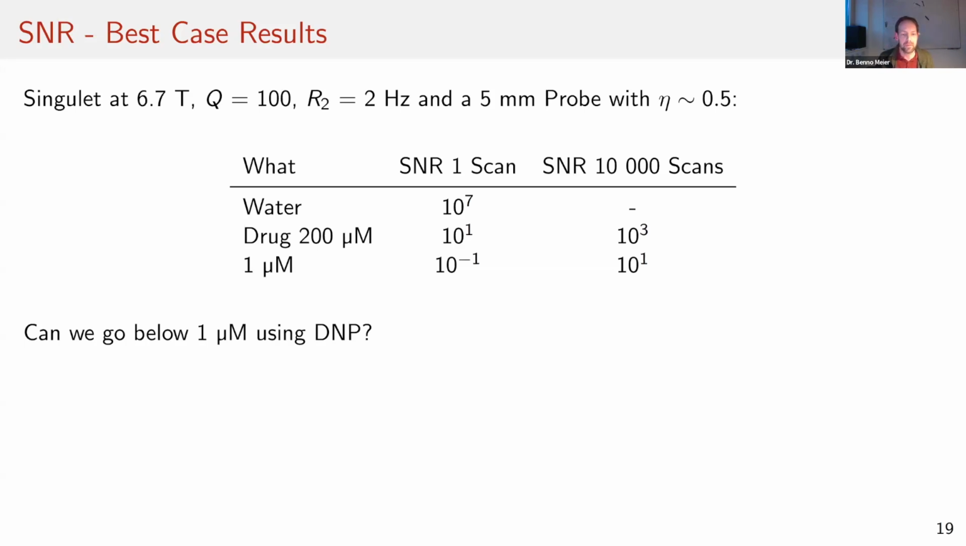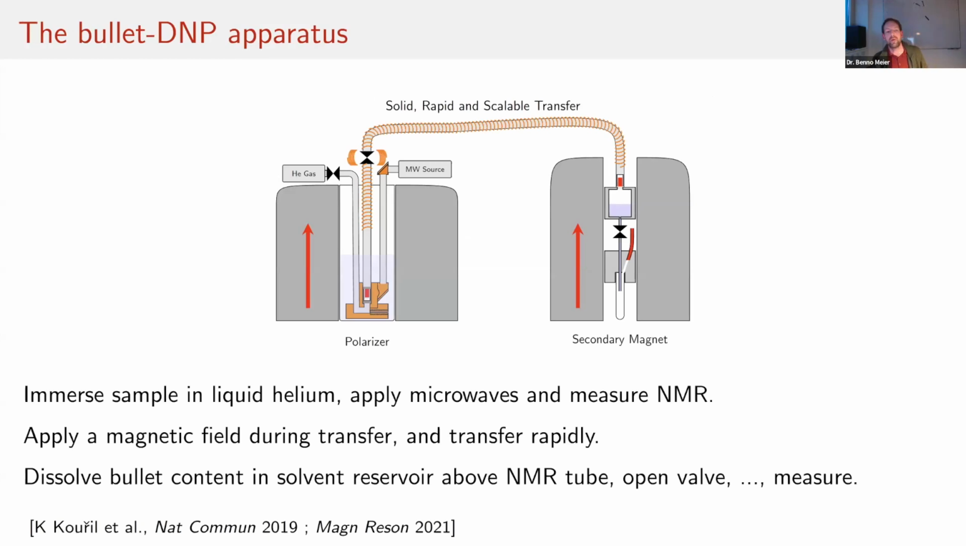Okay, so how do we do DNP? This is the second part of the talk now, essentially, and it starts with a very brief history.